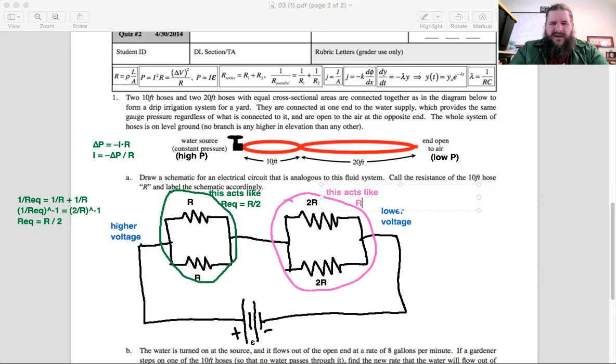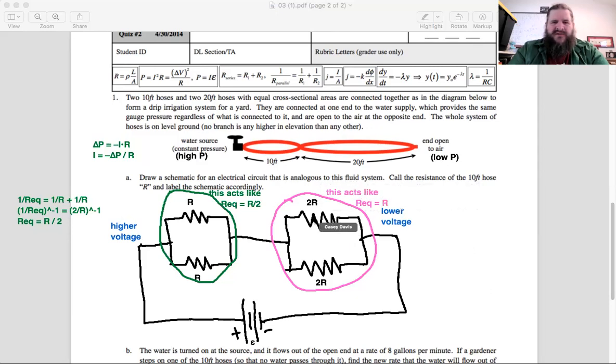We'd set it up the same, but notice that these resistors are 2R and 2R instead of 1R and 1R. So what would the result be there? Yeah, just R. And you could work out the numbers again. You could say 1 over R equivalent equals 1 over 2R plus 1 over 2R. That combines to 2 over 2R, and the 2's cancel out, so we just get R.